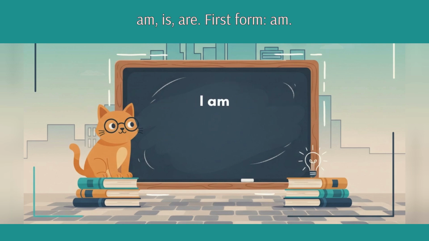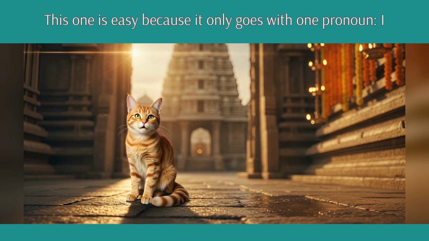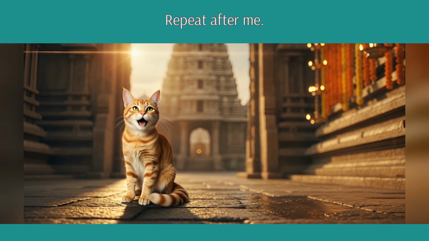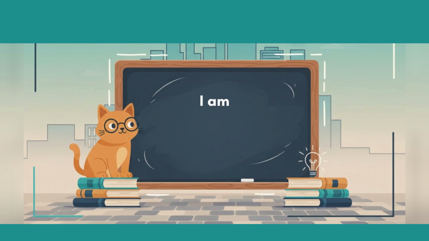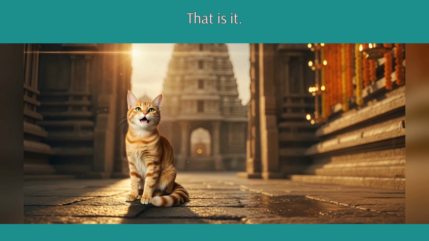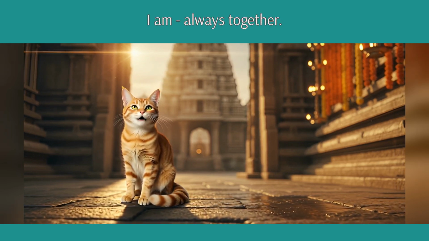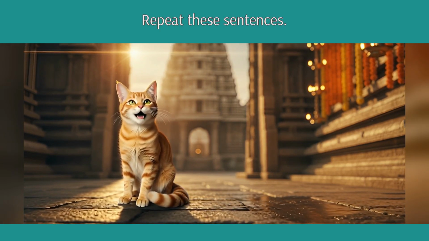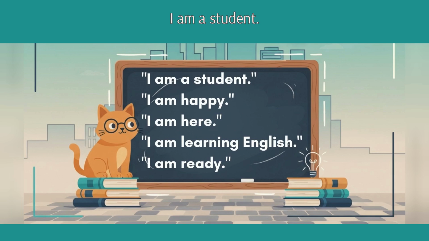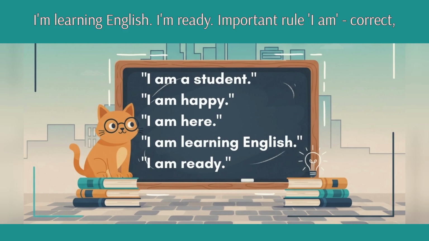First form, am. This one is easy because it only goes with one pronoun, I. Repeat after me. I am. That is it. I am. Always together. Let us practice. Repeat these sentences. I am a student. I am happy. I am here. I'm learning English. I'm ready.